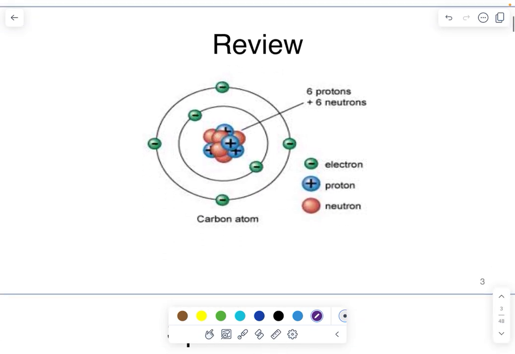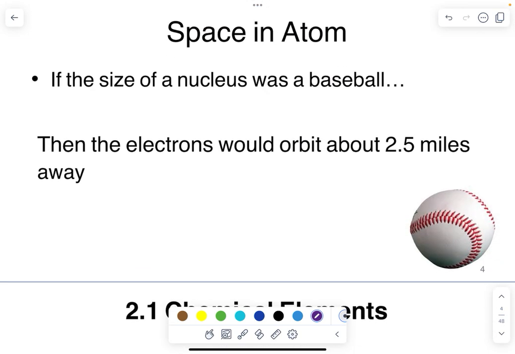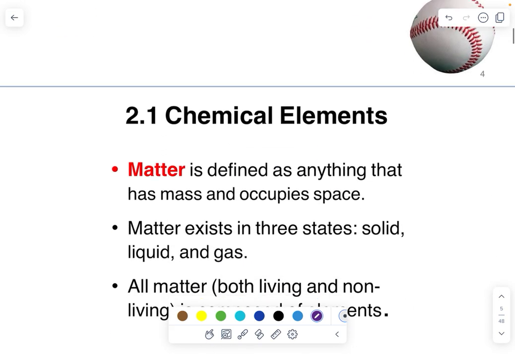And so, of course, review: protons have positive charges, neutrons are neutral, and then there's negative, and these are called, obviously, electron shells or energy levels. I don't know if you ever heard the term "you're mostly space," but I'm made up of empty space. If the nucleus was the size of a baseball, the nearest electrons would orbit about 2.5 miles away. That's pretty impressive to think that all that space is inside of an atom.